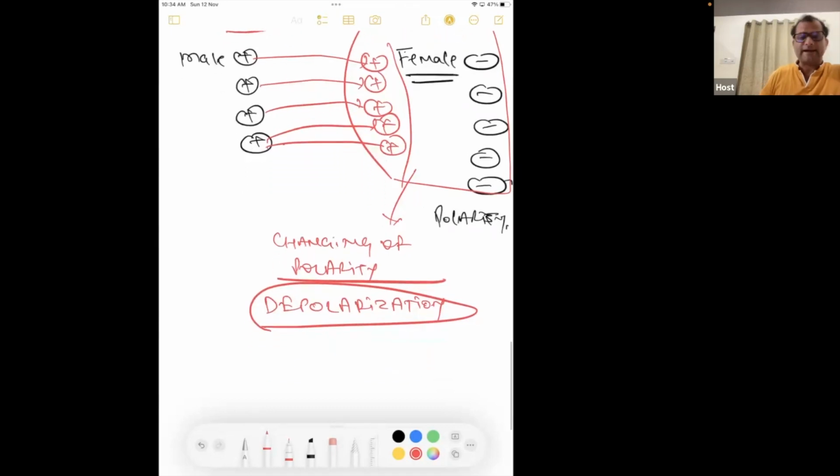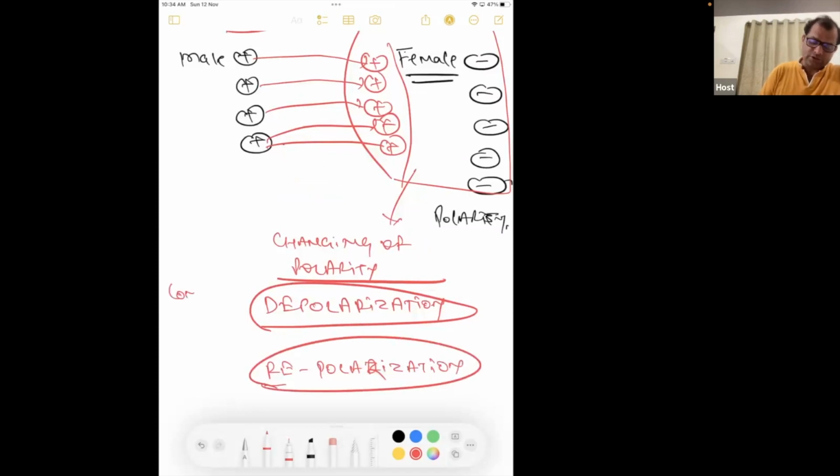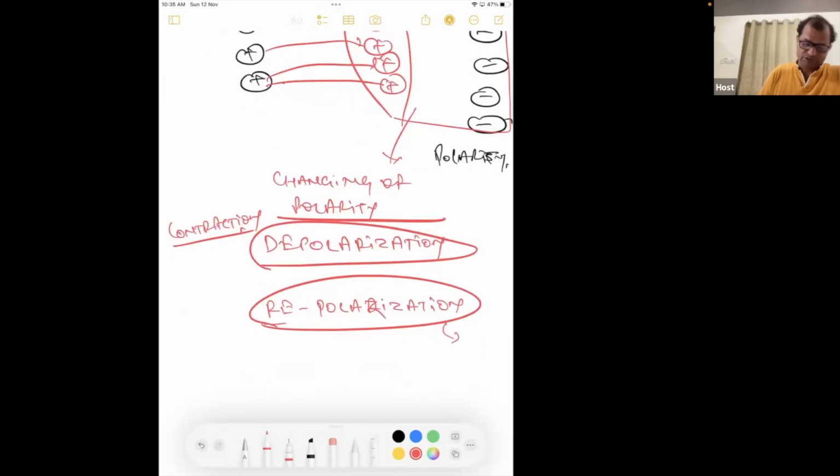So when the muscle is relaxing, getting the polarity like earlier, we call it repolarization. Try to understand this word. Depolarization we use for contraction. If depolarization happens, then the muscle will start contracting, because the polarity will change. And as soon as the polarity becomes like earlier, the muscle will relax. So this is relaxing the muscle.